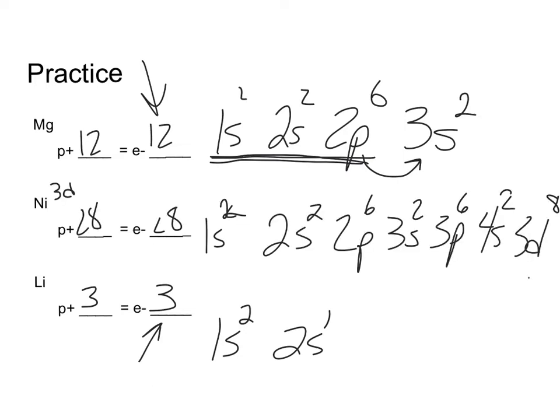So here's what the full configuration for nickel should look like. Hopefully you identified that it's in the 3d block. You're going to need everything before 3d to be full. So 2 to all the s's, 6 to your p's. That is up to 20, the 1s2 all the way to 4s2. 20 of your 28 are used. Therefore, you can pretty easily identify that you need 8 in that final d block.